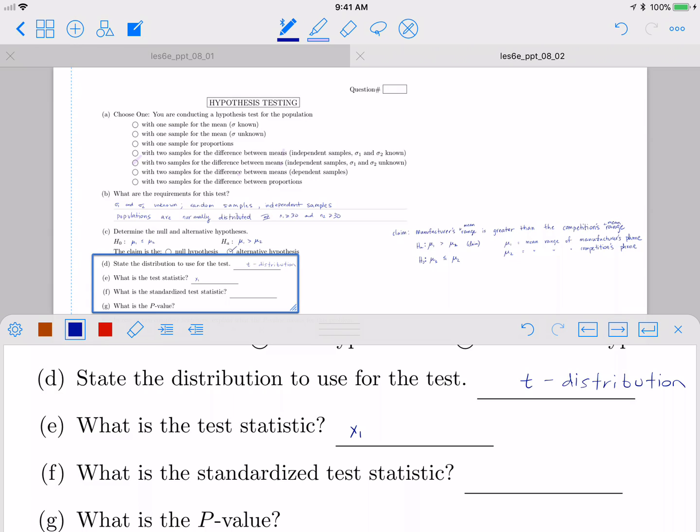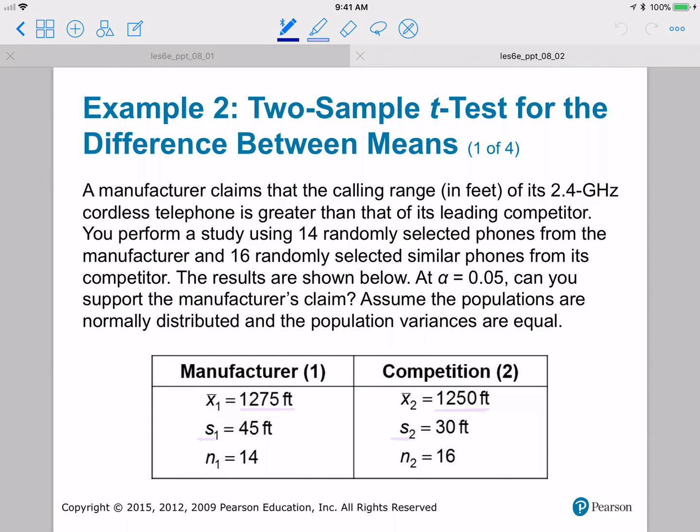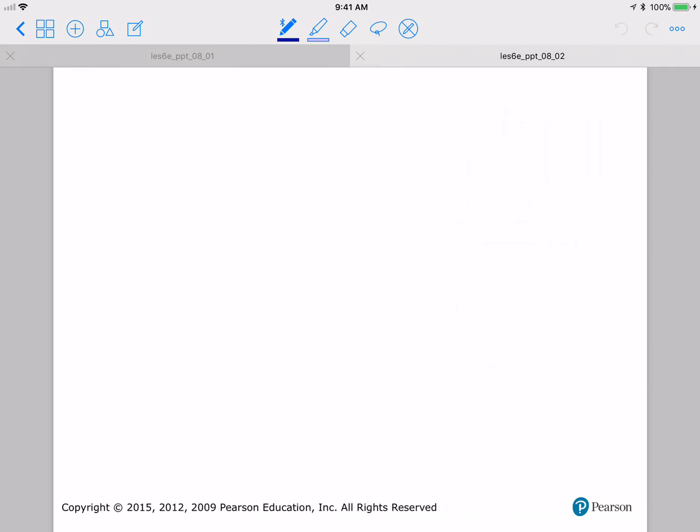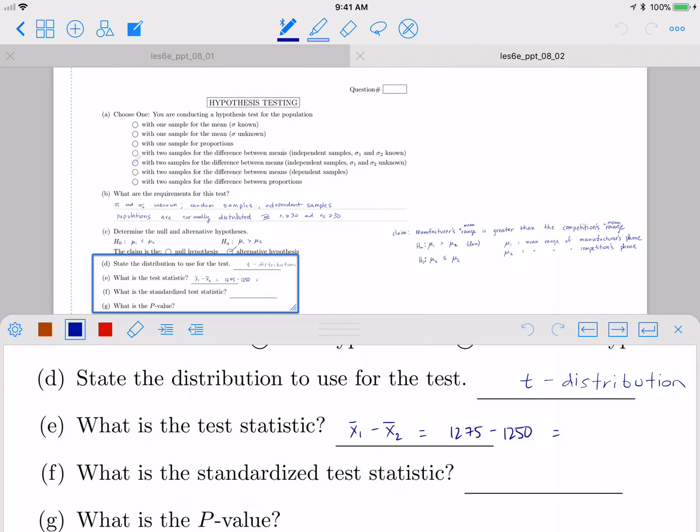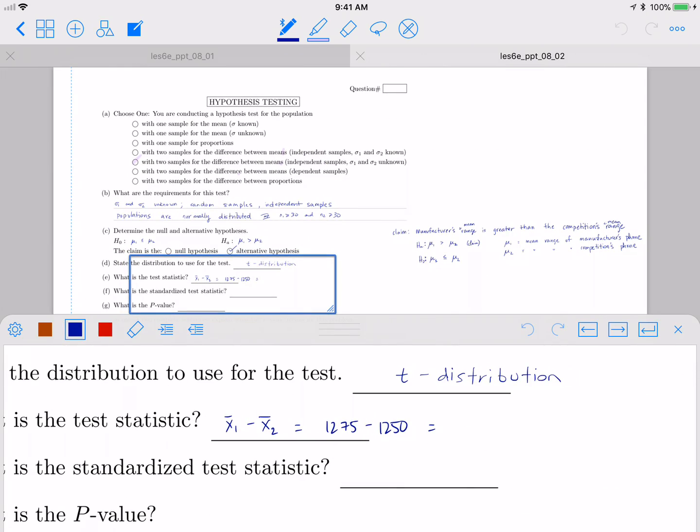The test statistic is going to be x1 bar minus x2 bar, which is going to be 1275 feet minus 1250. So let's just check that. Right, so the sample of the manufacturer's phones had a higher range than the competition's, right? But we're going to test to see if that is significant enough for the manufacturer to claim that their range overall is higher. So we get our test statistic is 25.